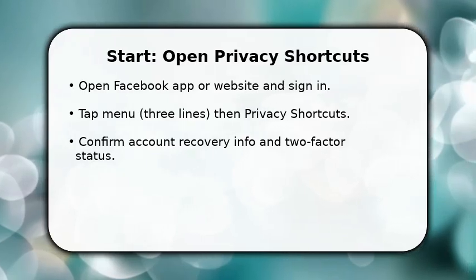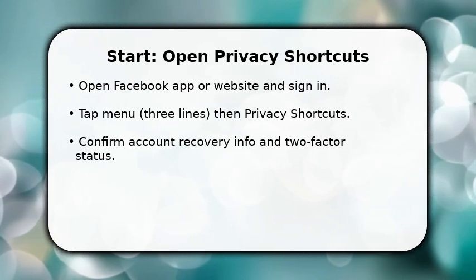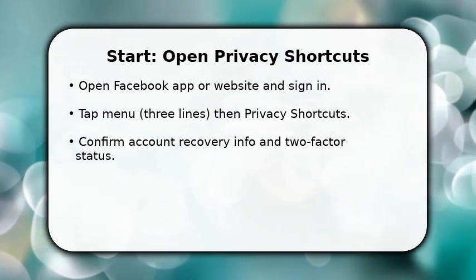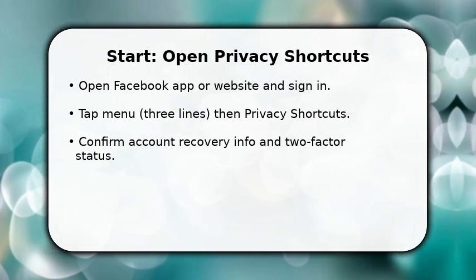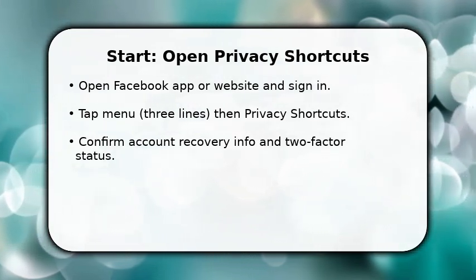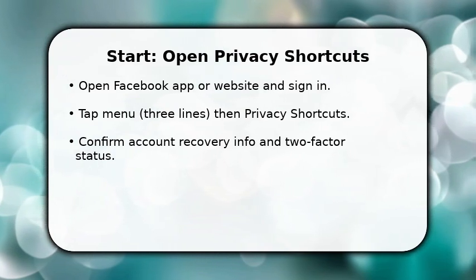You begin by opening Facebook and signing in. Once logged in, go straight to the menu and select Privacy Shortcuts. You need to confirm your email or phone and check two-factor authentication status to avoid lockouts.